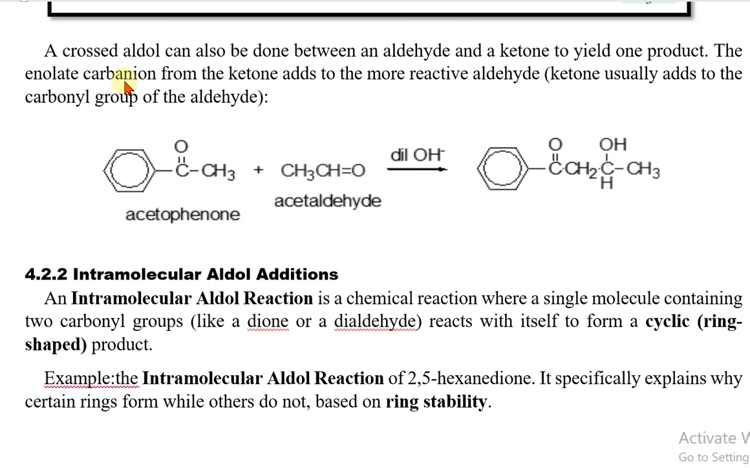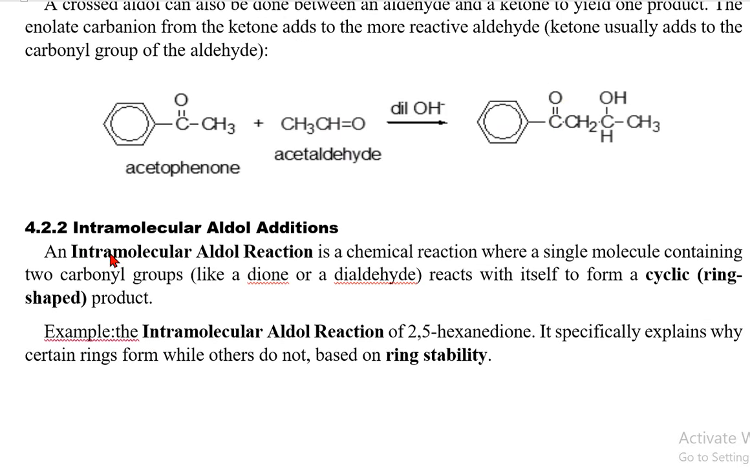The enolate carbanion from the ketone adds to the more reactive aldehyde. The note here: the ketone usually adds to the carbonyl group of the aldehyde. Of course, because the carbonyl of the aldehyde is more reactive than the ketone, it will accept the nucleophile, add across the carbonyl, and give you the product.